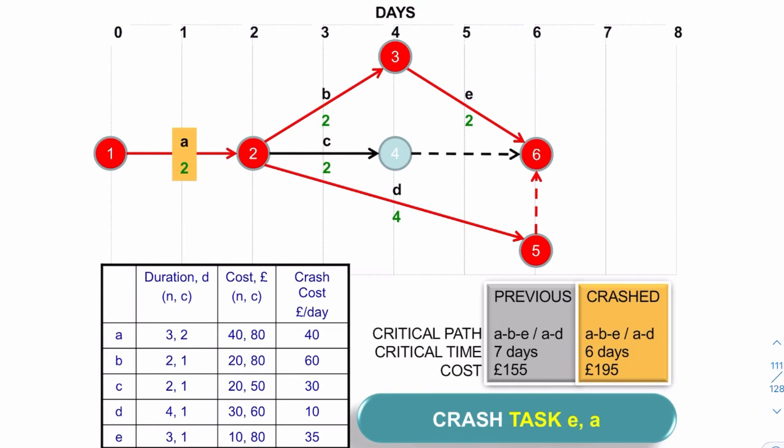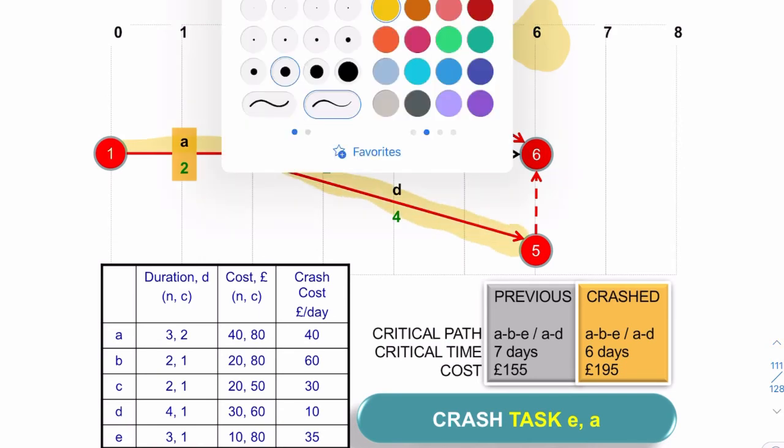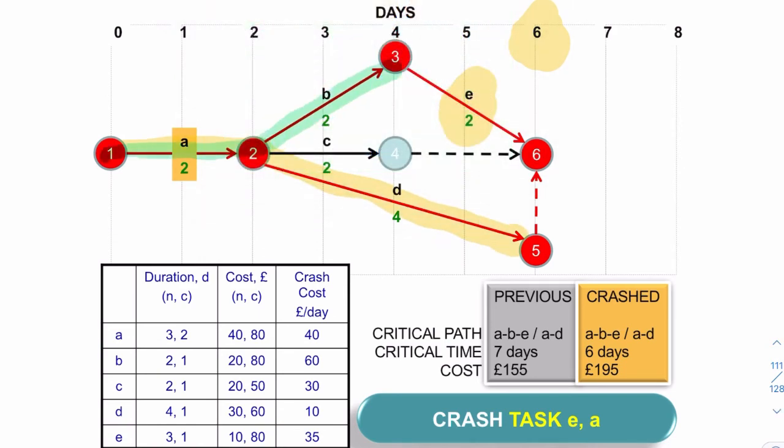So here, A has been crashed. What have we crashed? We've already crashed E. Now we've crashed A as well. It's cost us £40, so the price has now gone up by £40. But what's happened to the duration? We now have our wedding party ready in 6 days. Now we need to check how many critical paths we now have. We still have just two paths. We still have 4 plus 2 is 6, and 2 plus 2 plus 2 is 6.